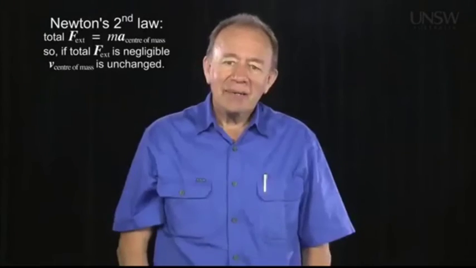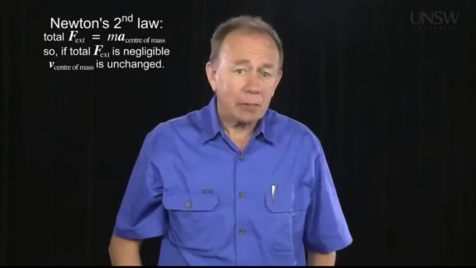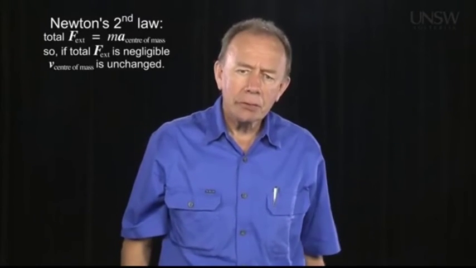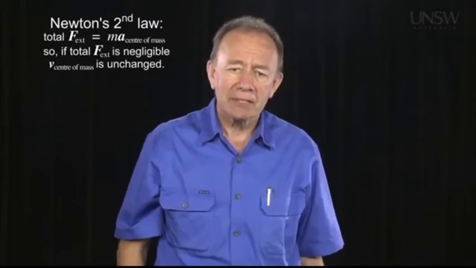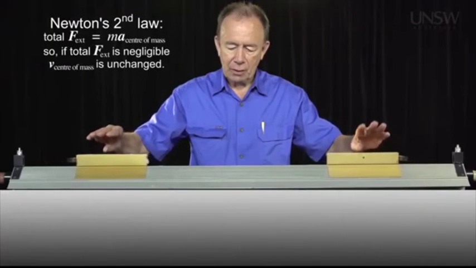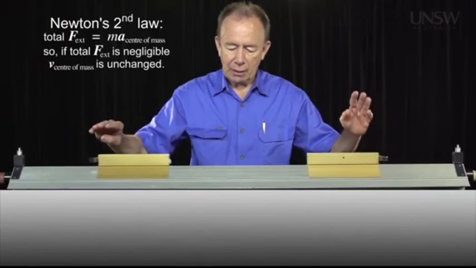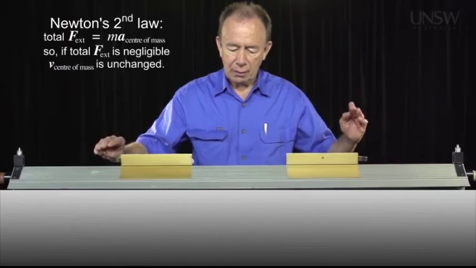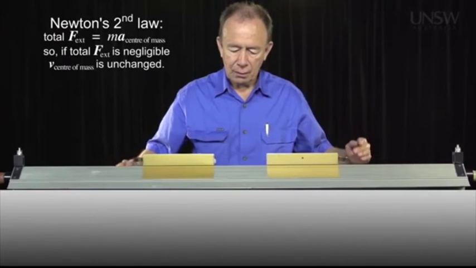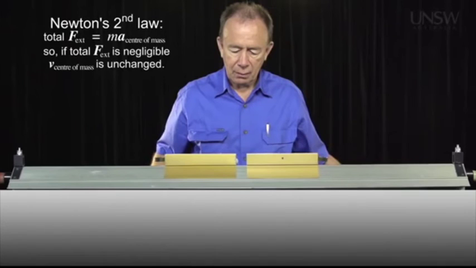With the air track, we reduce friction almost to zero, and I'll use two sliders that have the same mass. So the centre of mass is halfway between them. Here I put putty on one so that they stick together in a collision. I want you to imagine what the centre of mass will do after the collision.